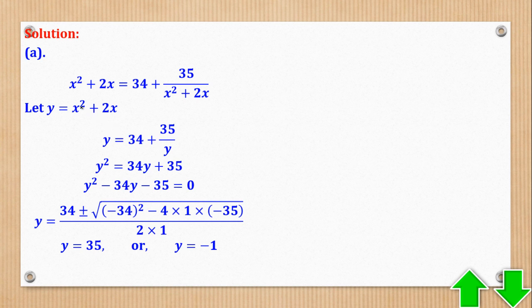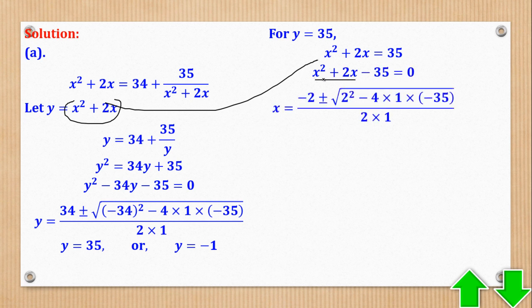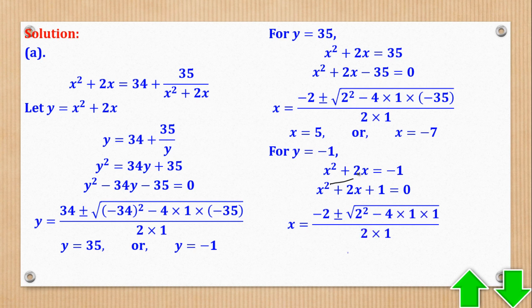But remember, the equation wants the values of x, so for each value of y, we shall get the corresponding values of x. So you shall come here and say that when y is equal to 35, then this is equal to 35, which can give you a quadratic equation and you can solve it to get the two values of x using the quadratic formula. Then also when y is -1, it means that the whole of this is -1. Rearrange to get a quadratic equation. Use the quadratic formula to get the values of x.